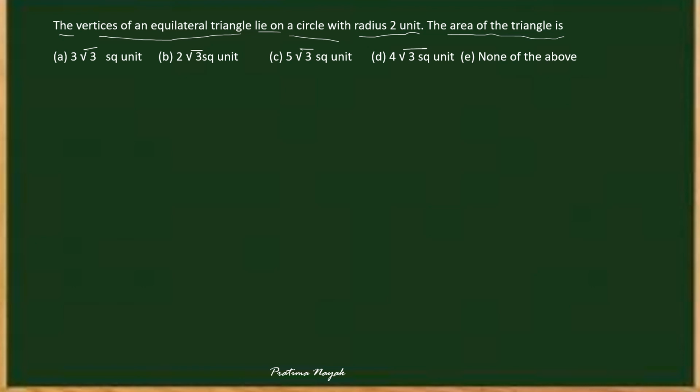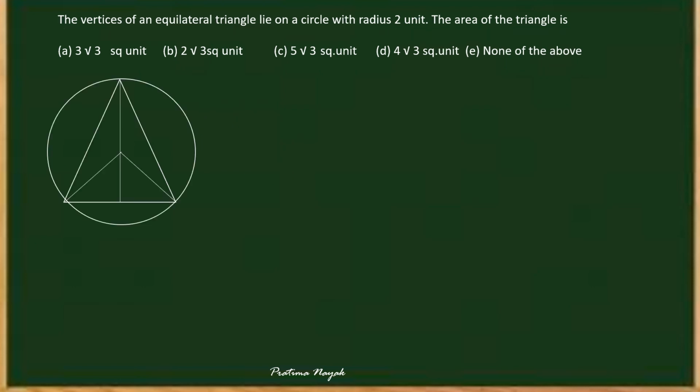Again, I am analyzing the question. A circle is there whose radius is 2 cm. Here one equilateral triangle. Let us draw a figure. So ABC is an equilateral triangle which is drawn in circle O whose radius is 2 cm. So OC is 2, OB is 2, OA is 2. You have to find the area of the triangle.